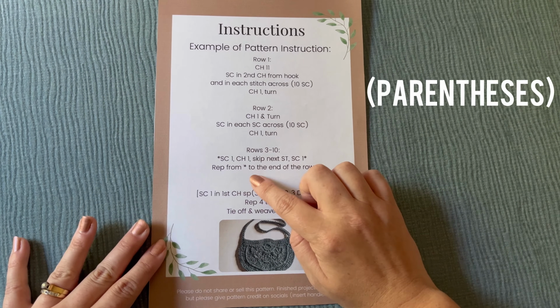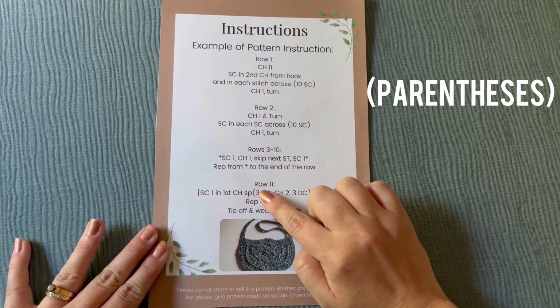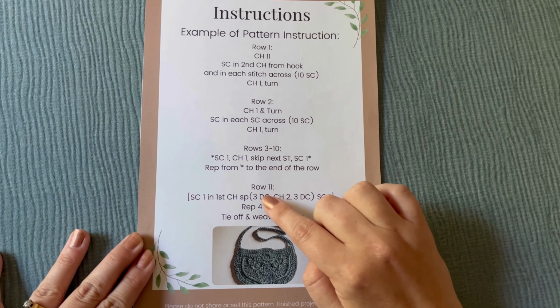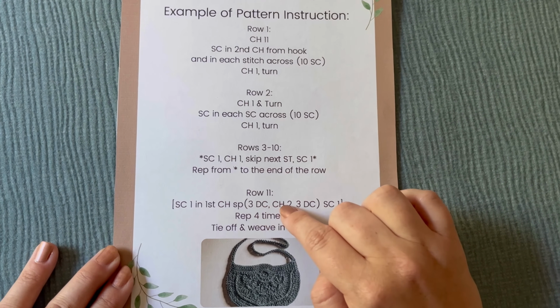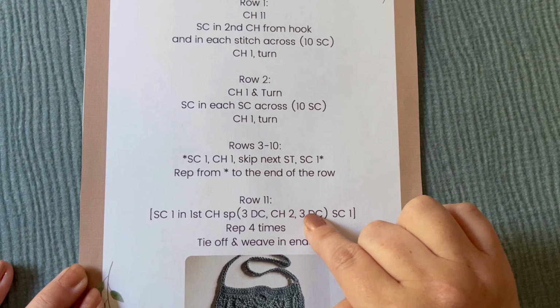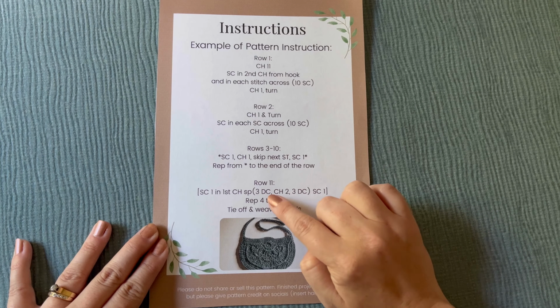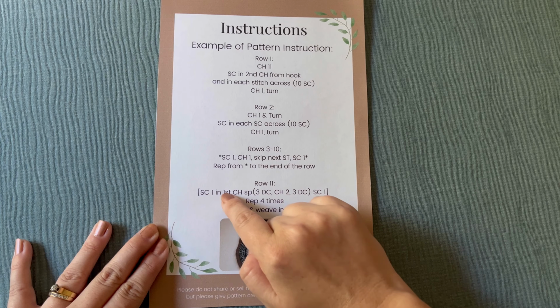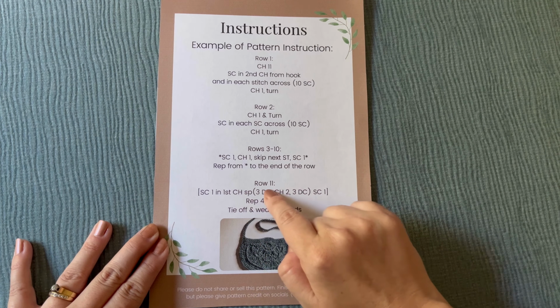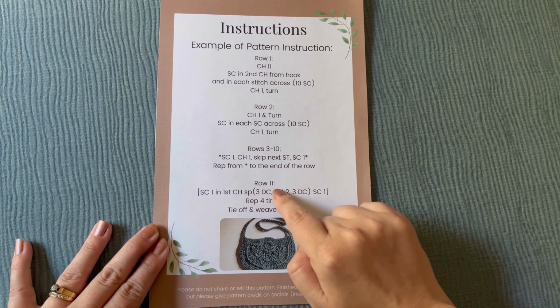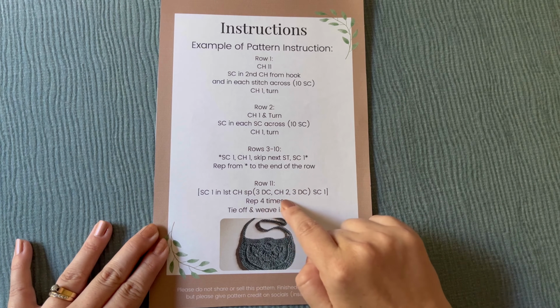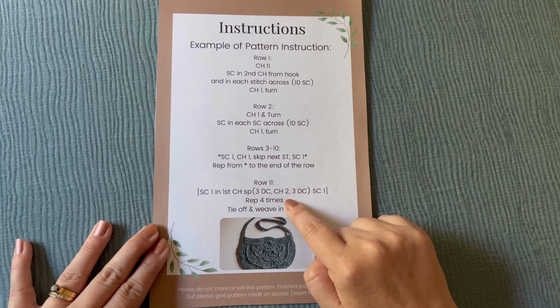Now parentheses, anything within the parentheses means that you are doing all of these steps into one stitch. So 3 double crochet, chain 2, 3 double crochet, all in the same stitch, which is called a shell. So if you see here, you've got single crochet in first chain space, shell in the next stitch, single crochet in the next stitch, and repeat these steps 4 times.